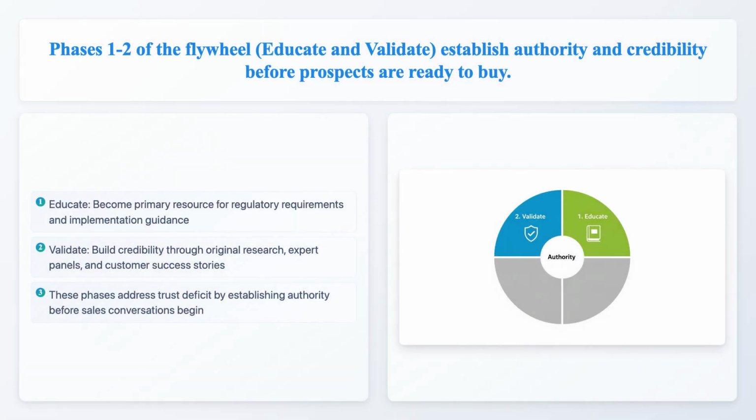Our authority flywheel has 4 distinct phases. Phase 1 is educate. Your goal is to become the primary source of truth for carbon compliance in your markets. You're not selling, you're teaching. Create comprehensive guides on regulatory requirements, methodology comparisons, and implementation best practices. When prospects have questions about SEC rules, BRSR requirements, or UAE sustainability standards, your content should be their first resource.